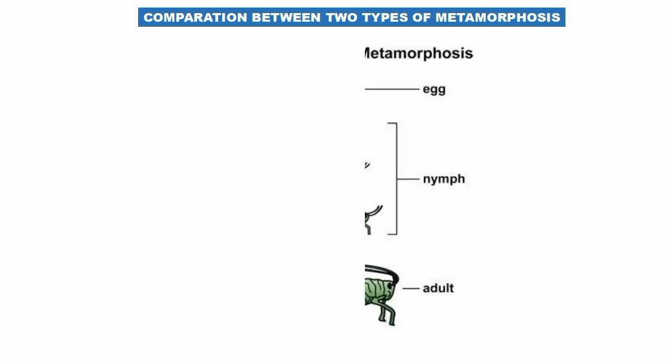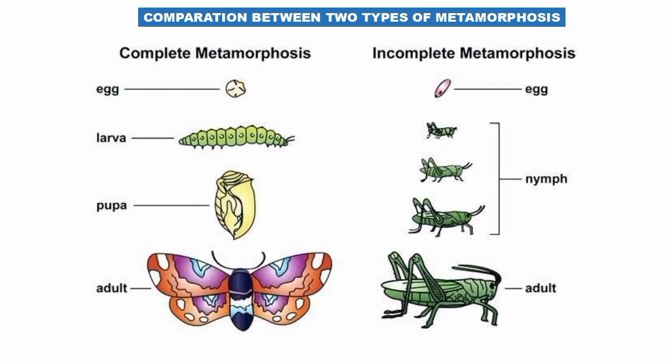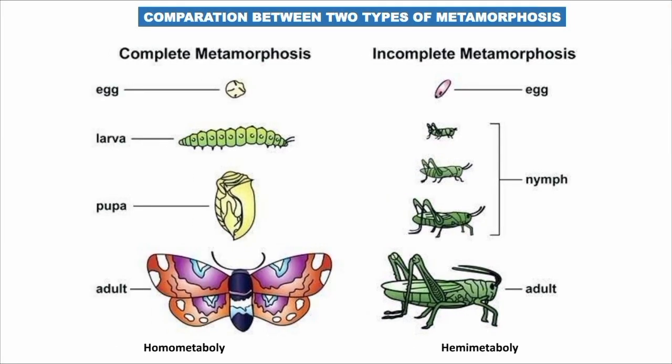Then we will talk about the comparison between the 2 types of metamorphosis. As you can see here, complete metamorphosis of the butterfly is also called holometabole. The first stage is egg, then it turns to larva, then pupa, then the adult stage of the butterfly. When we talk about incomplete metamorphosis, the first is egg, then there are 3 nymph stages: small, bigger, and biggest. Then the adult stage, that is the grasshopper.